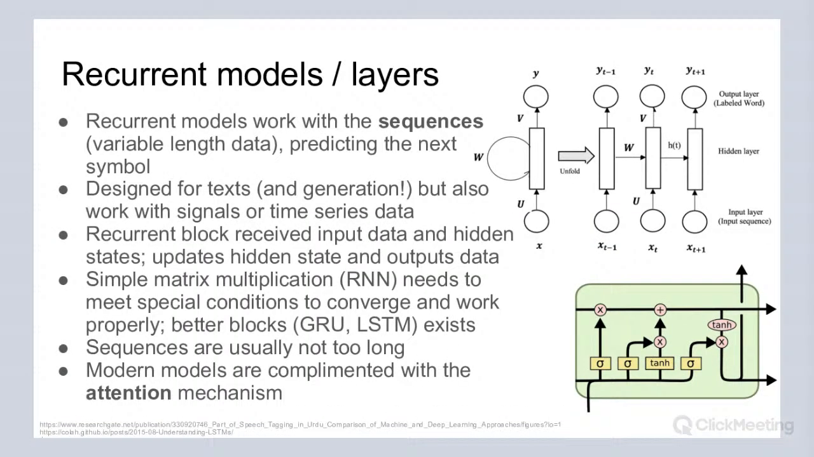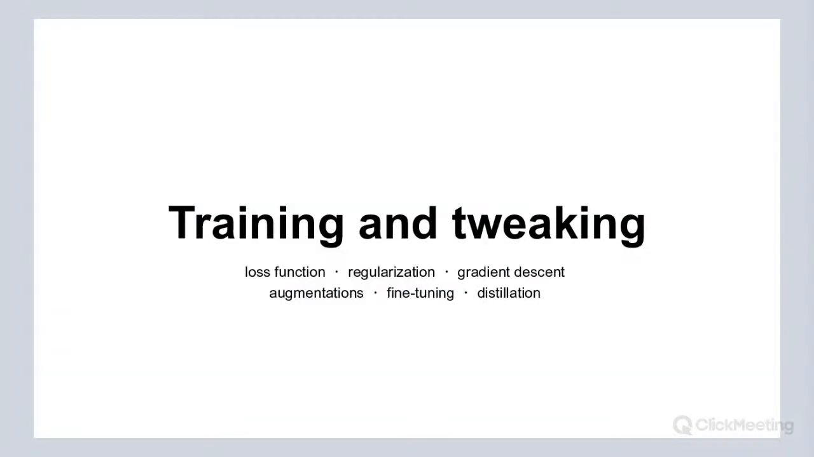Okay, so that's about the layers. So there were three layers. There was the fully connected layer, which is matrix multiplication. There was the convolutional layer, which is mostly used for images. And there was the recurrent layer, which generates symbols given an input. So let's talk about how these are trained, how they are regularized, how to make it work, actually, from the technical perspective.